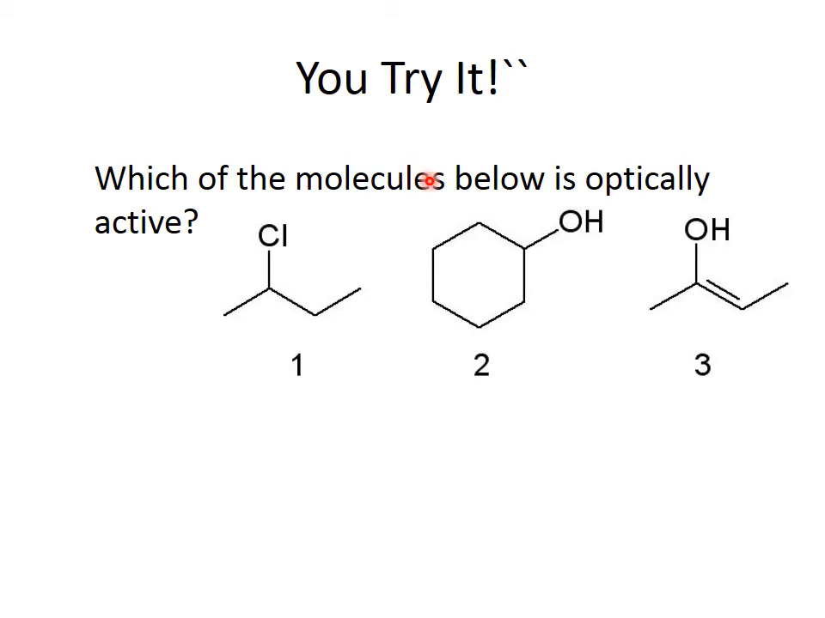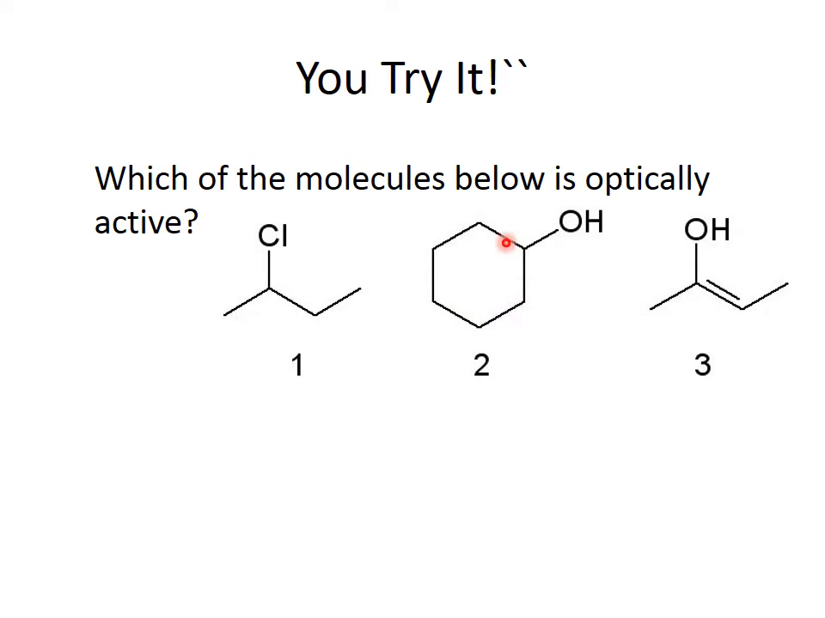Which of the following molecules below is optically active? Okay, so if I look at these compounds, optically active means has a chiral carbon in it and no symmetry. So if I look at this molecule, it has a methyl group with 3 hydrogens, a carbon in a double bond, a carbon in a double bond, and a methyl group that has 3 hydrogens. None of these carbons are chiral.